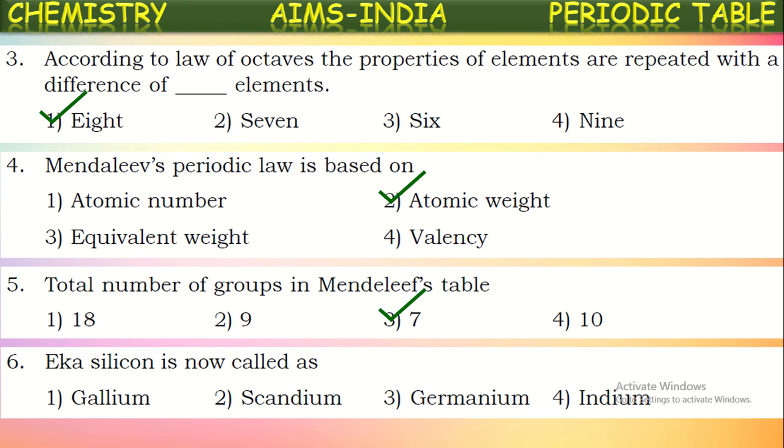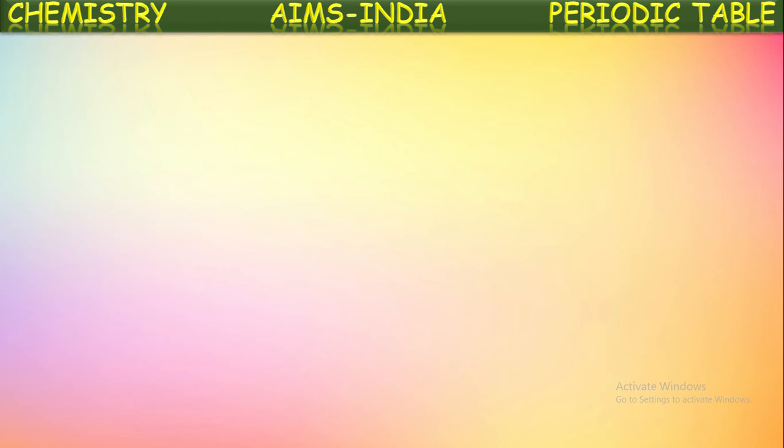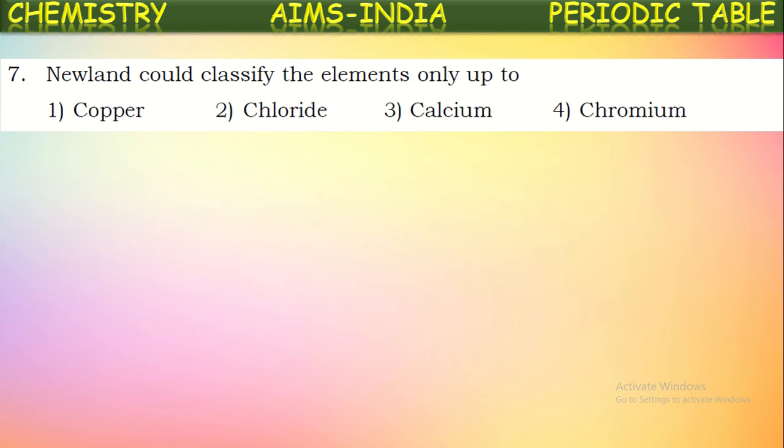Later, scientists discovered that element and named it germanium. So germanium was earlier called ecosilicon before its discovery. In the same way, Eka boron was found as scandium and Eka aluminum was found as gallium. Now here Eka silicon is germanium. Newlands could classify the elements only up to dash. Of course, he has given the classification into octaves, but it is limited to a few elements only. This classification is suitable only up to calcium.